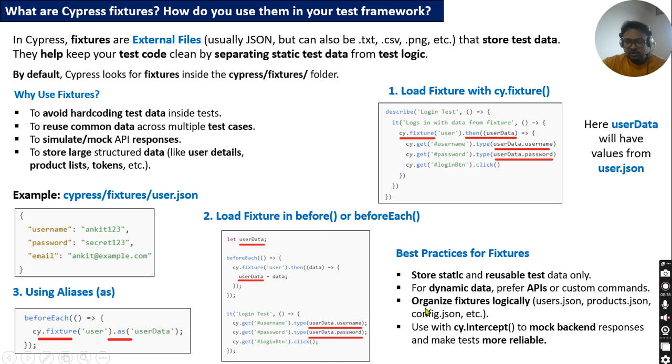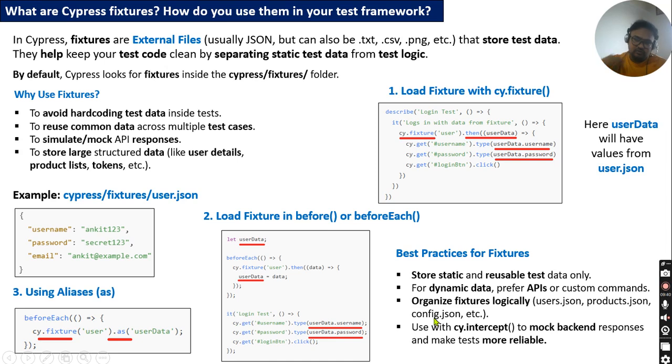Okay, organize fixtures logically. So userData.json, product.json, config.json, like this. Just make sure all the files are placed under the fixtures folder. So whenever you call one, it will be easy to read from the system and put the value in your test script. Okay, use cy.intercept to mock backend responses and make the test more readable.